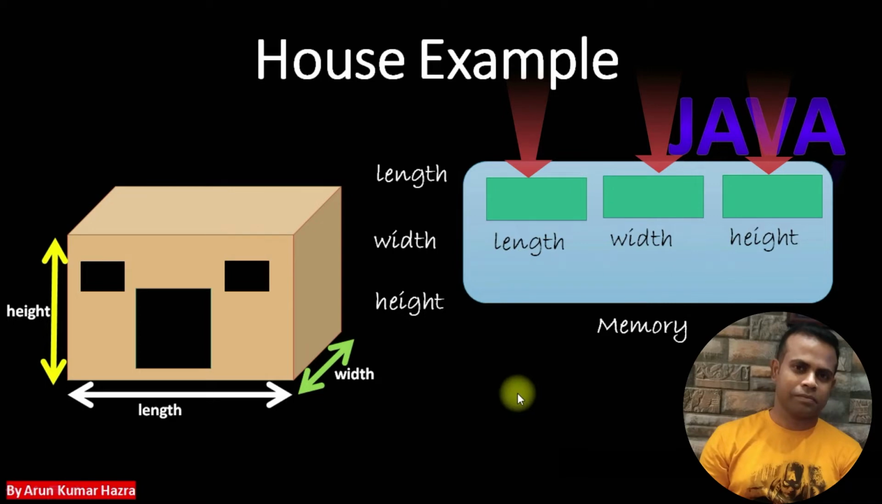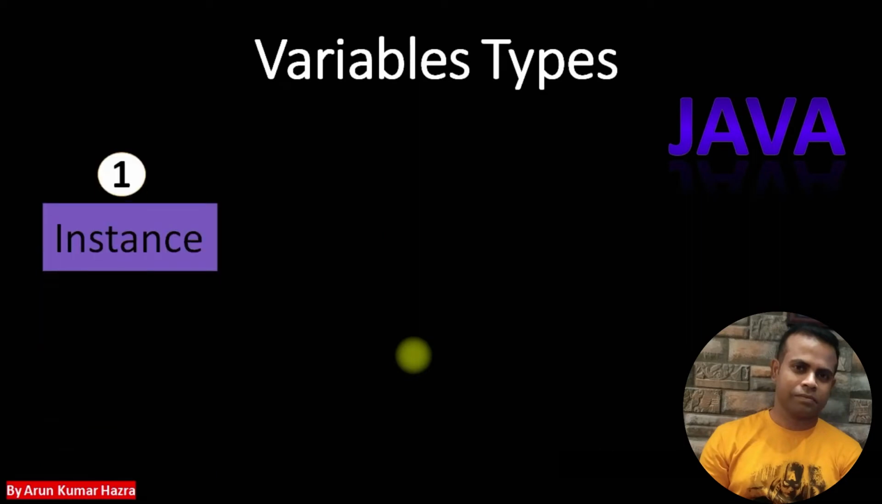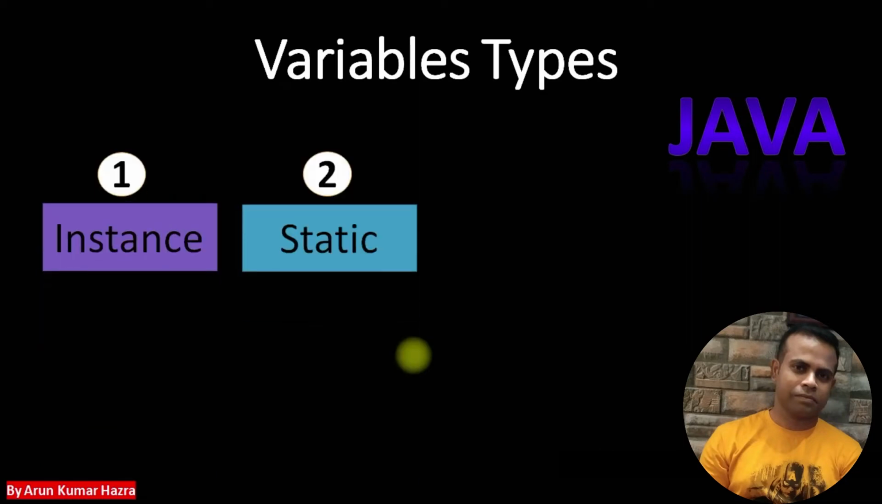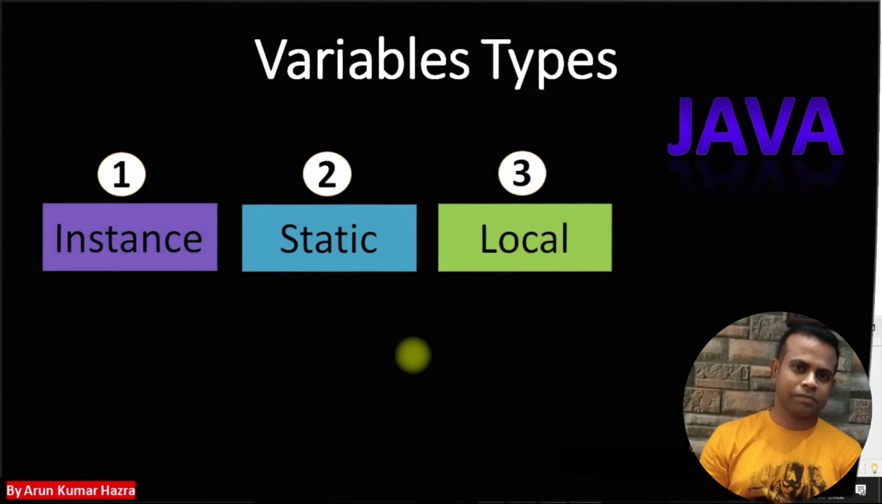Now if we put some data in length, width and height, let's say length is equal to 15, width is equal to 10 and height is equal to 9 meter, all these values will be loaded in these locations. Now in Java there are three types of variables available. They are called instance variable, static variable and local variable. To understand this, let's check in a Java program.